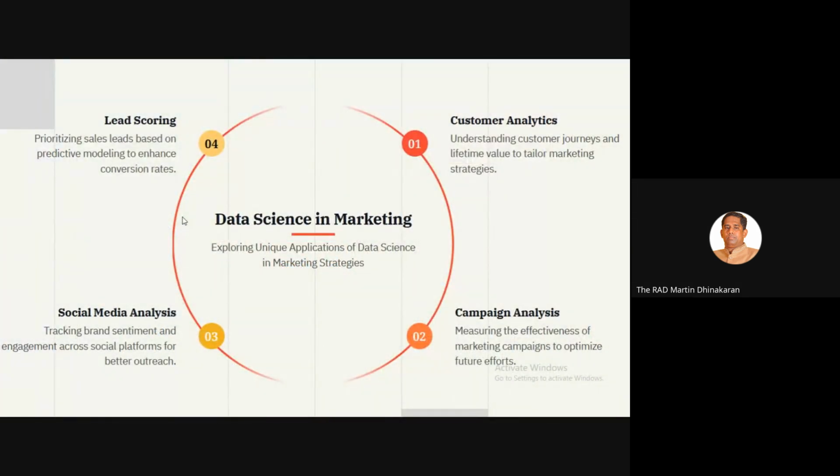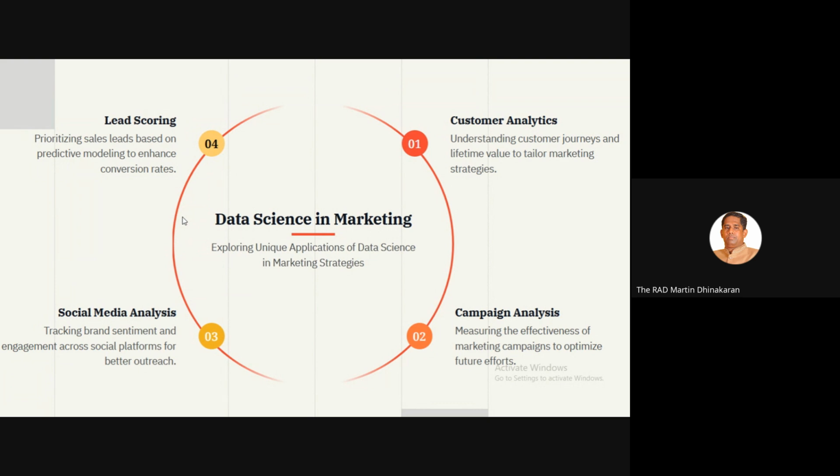Next, this is the data science in marketing. The first one is customer analytics. This customer analytics understands the journey of the customer, your previous usage, as to what you have used or have been using and wanting to use. So this understands the journey of the customer and the lifetime value, what is the value, so as to market the strategies. So this is the customer analytics.